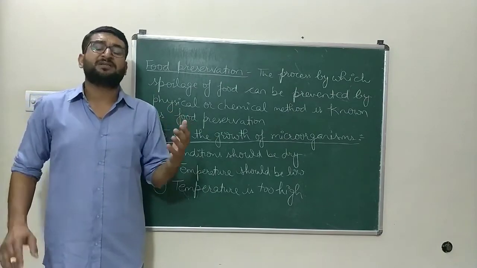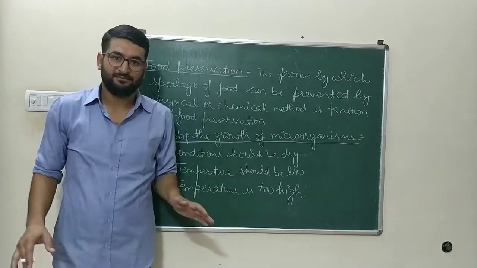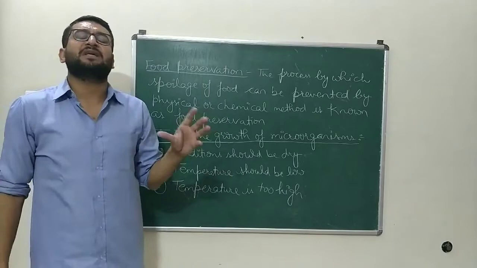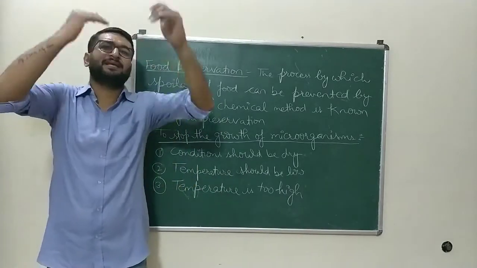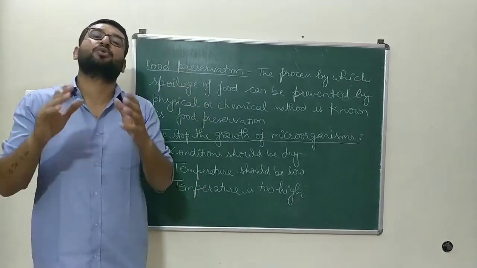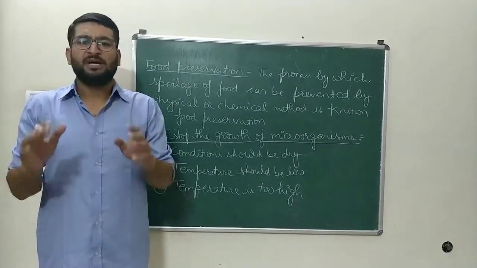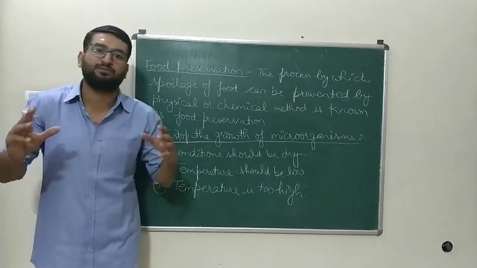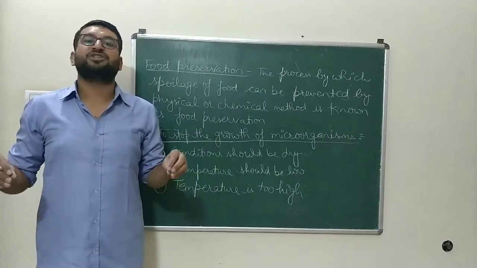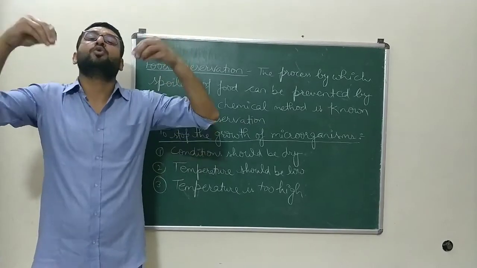Next is the temperature being too high. If we boil things, then also microorganisms get killed. अगर हम टेम्परेचर बहुत ज्यादा हाई कर देंगे तो हाई टेम्परेचर पर माइक्रोऑर्गेनिजम्स की ग्रोथ रुक जाती है. So the three conditions required to stop the growth of microorganisms are: the condition should be dry, that is moisture free, and the temperature is either too high or too low.